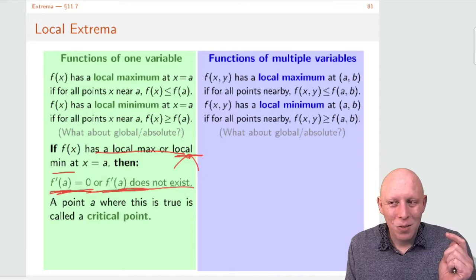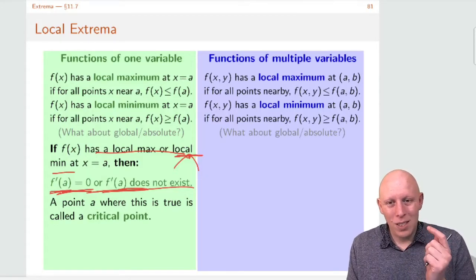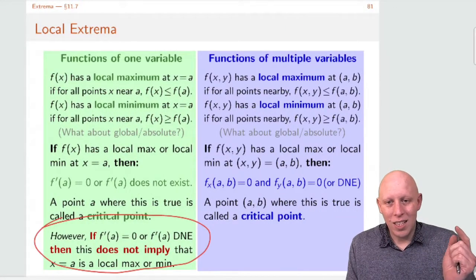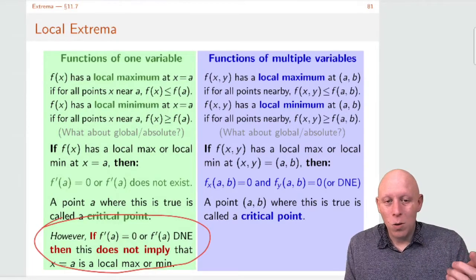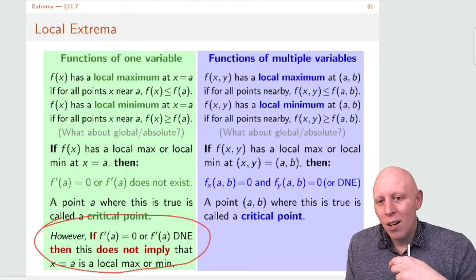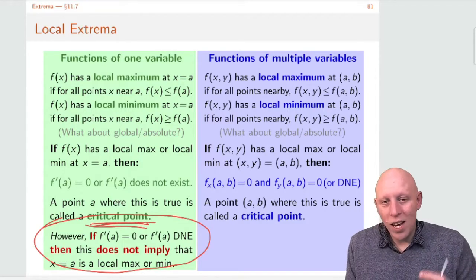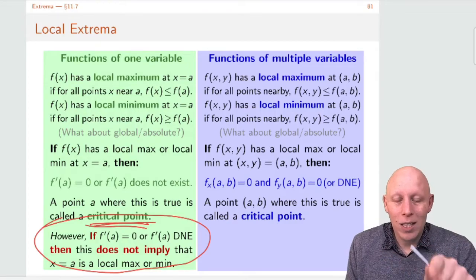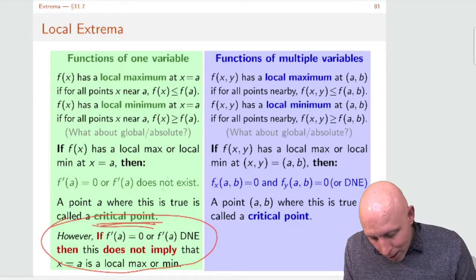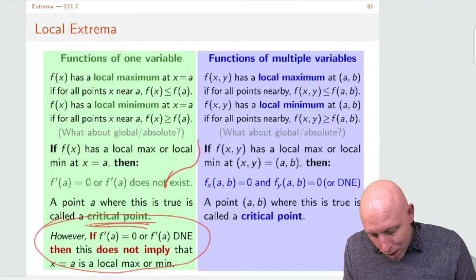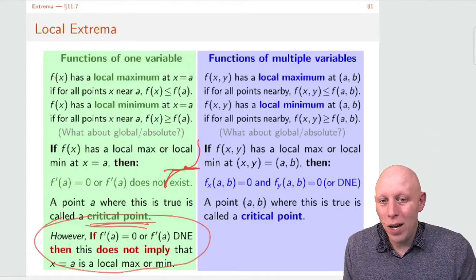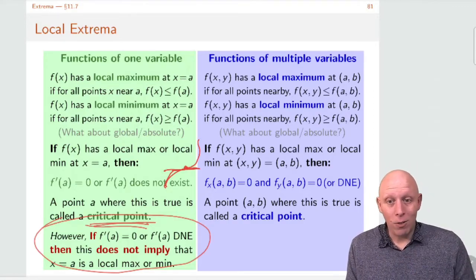This isn't totally helpful because it's not always the case that this is true the other way around. You always took the derivative, saw where it was equal to 0 or didn't exist, and that's called a critical point. We use that as a test to say, hey, this might be a place where you have a local max or a local min, but it didn't have to happen. Remember y equals x cubed. The derivative at this point was 0, but it's not a local max or a local min, so you have to be careful here.